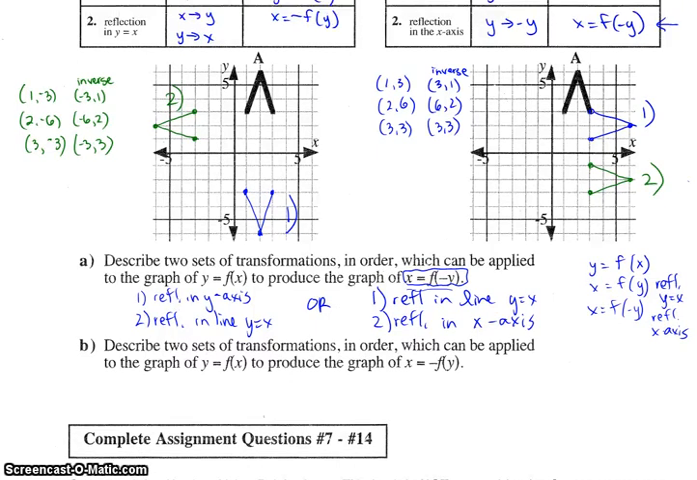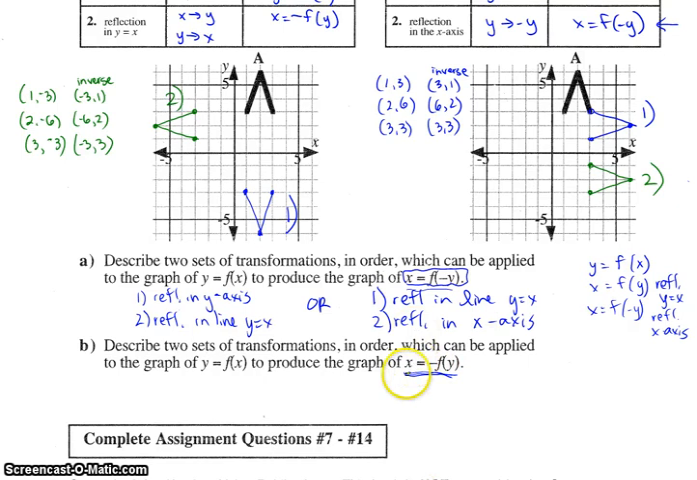Okay, next, describe two sets of transformations in order which can be applied to x equals negative f at y. So same thing, we would look at the tables above and write down the other two in each of those orders. Okay, I'm going to summarize that in a second, but I want to talk about how you would get this just looking at this equation.